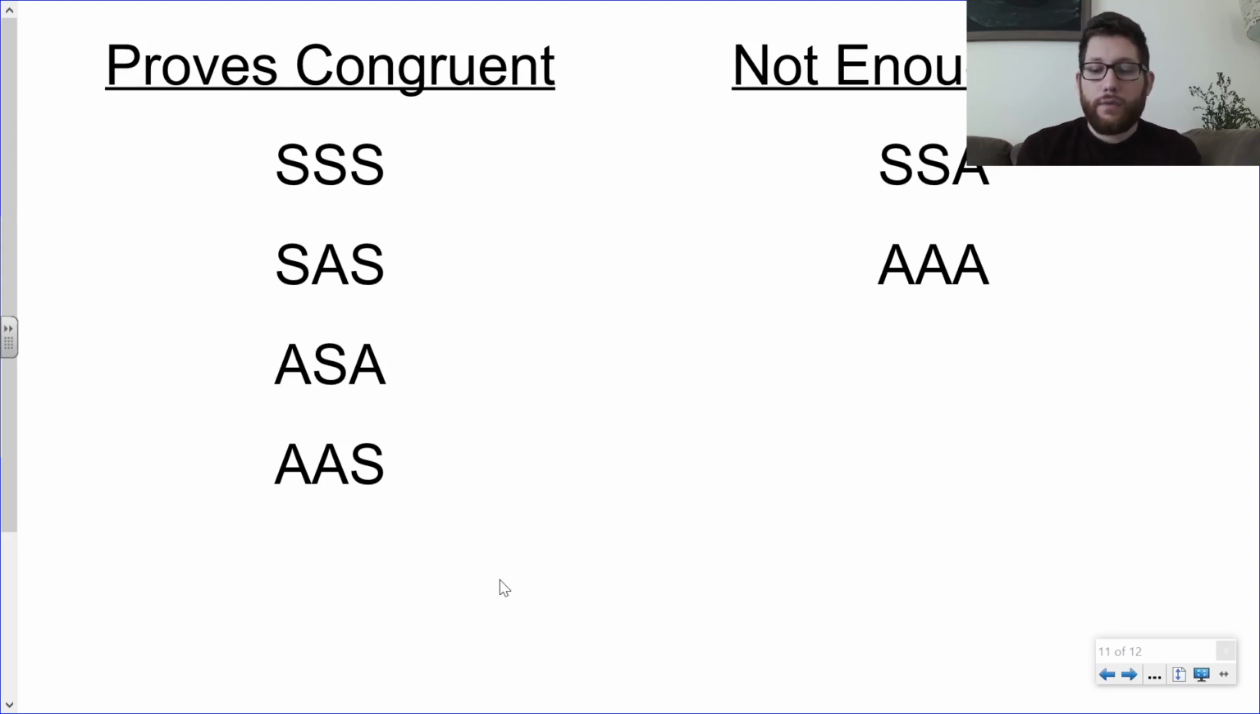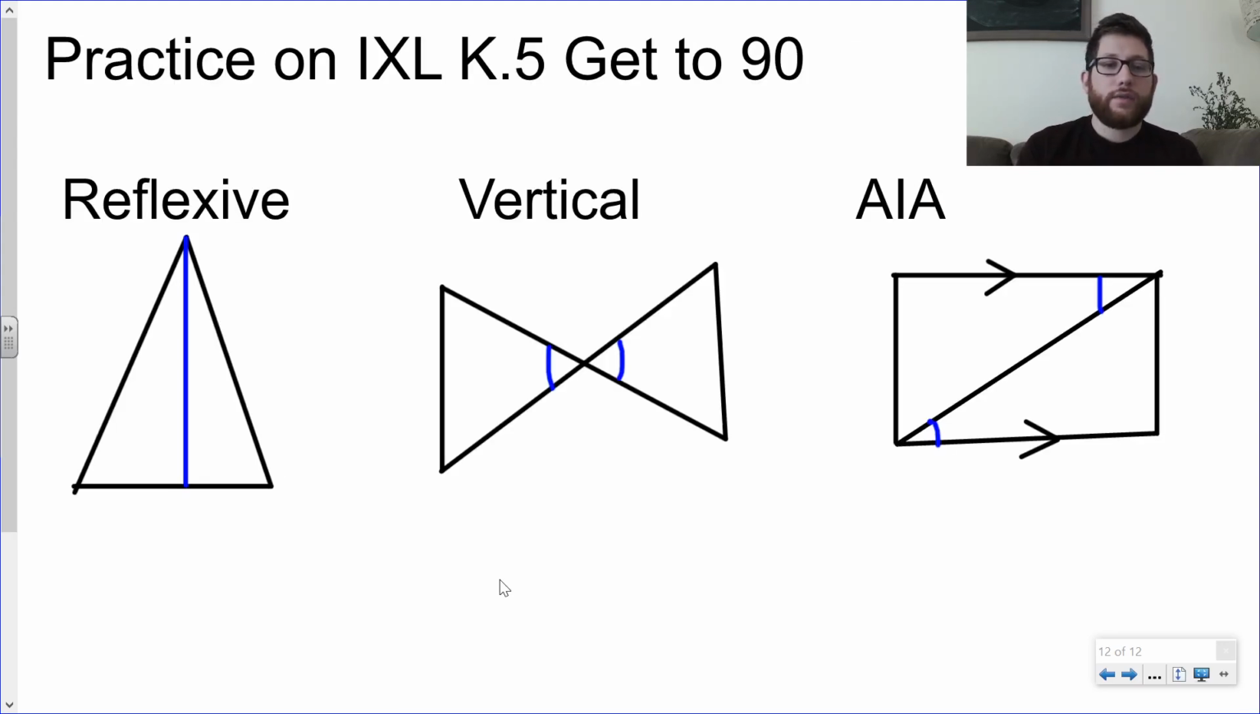congruency. Now, what I want you to do is get to 90 on IXL K5, and really 100 would be really good practice, but I'll only ask for 90 because I know if you struggle, getting to 100 can be really a pain. So you should get to 90.